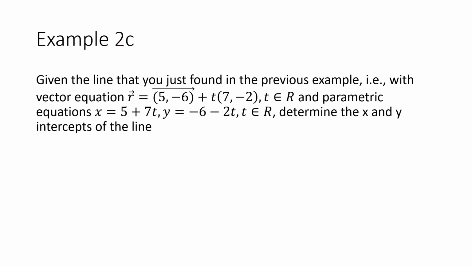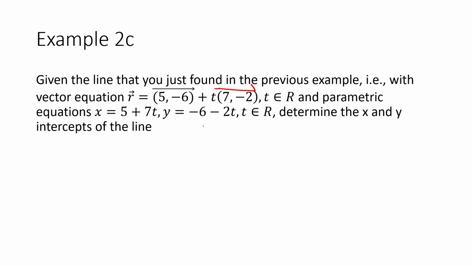Okay, now again, let's go back to the exact same line and imagine we've still got this equation. I must have been clicking and pasting a lot because I keep forgetting to put that arrow there. And we've got those parametric equations. What are the x and y intercepts of the line?